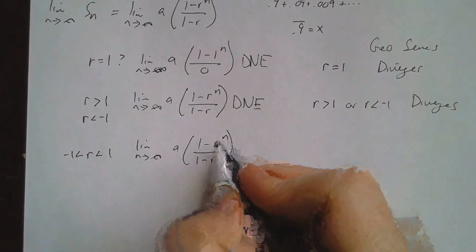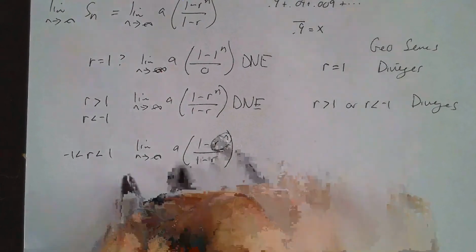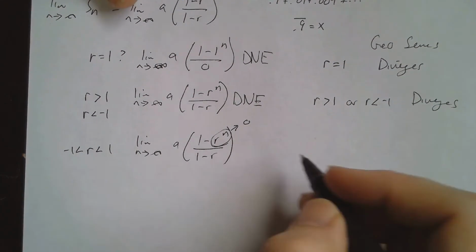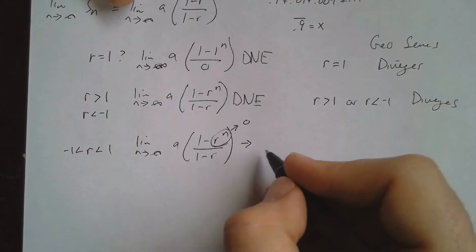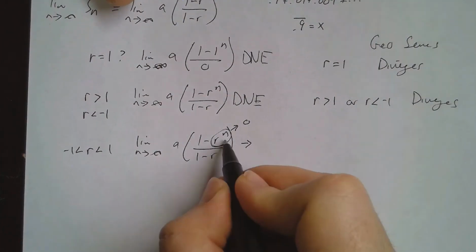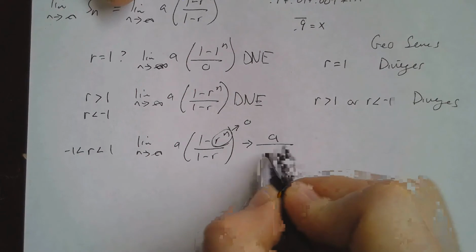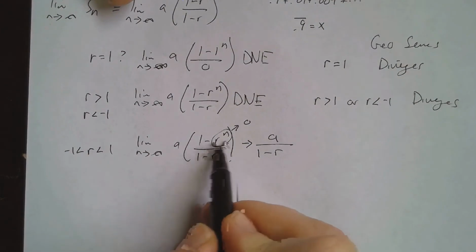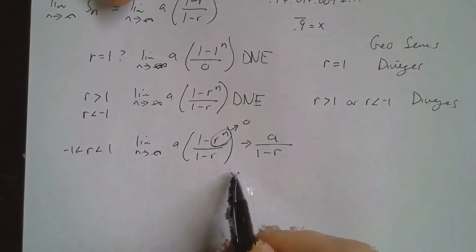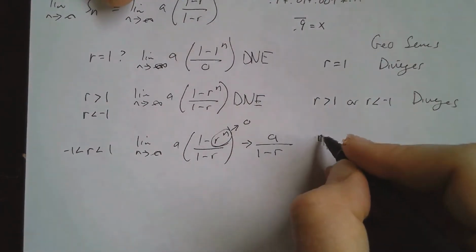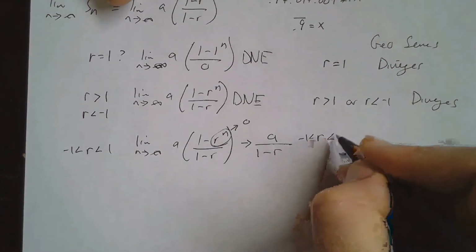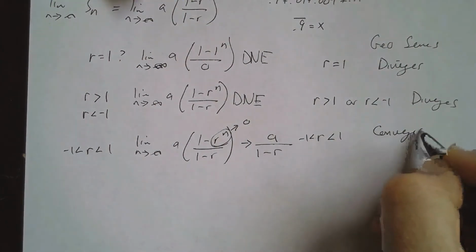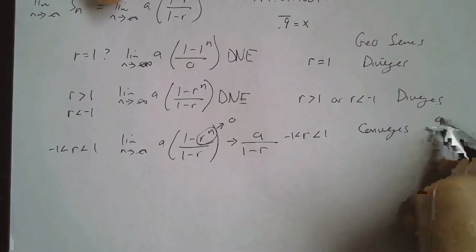But this piece right here, as n gets larger, doesn't a fraction end up approaching 0? And if that's the case, then wouldn't this limit end up approaching 1 minus 0, so a over 1 minus r, right? Because it's going to be 1 times a on top divided by 1 minus r. So if r is bounded between -1 and 1, then this geometric series converges, and specifically it converges to a over 1 minus r.